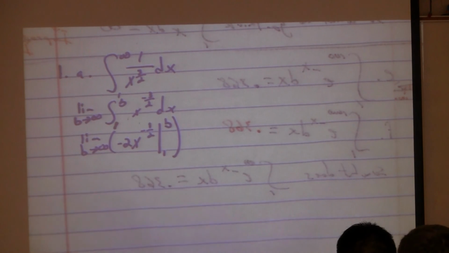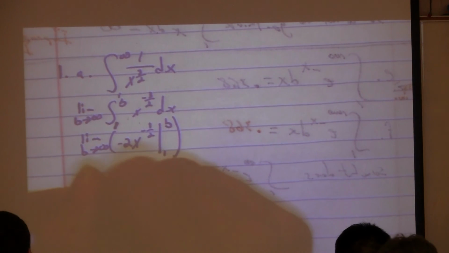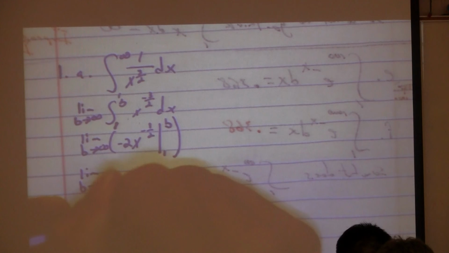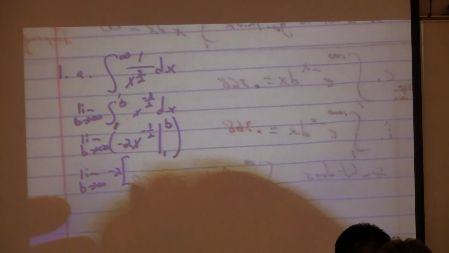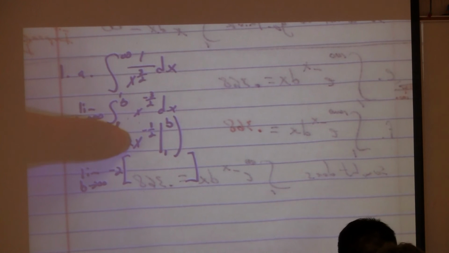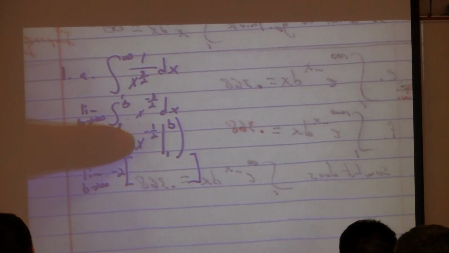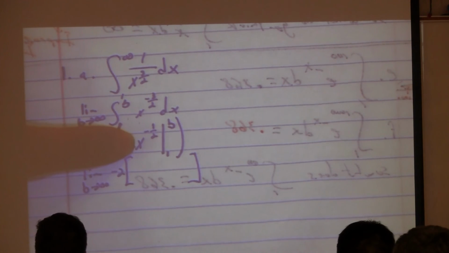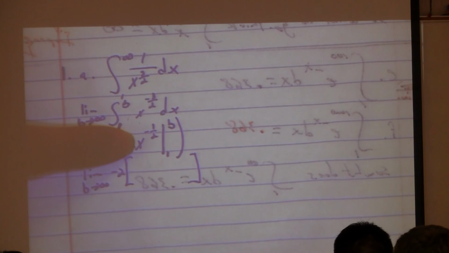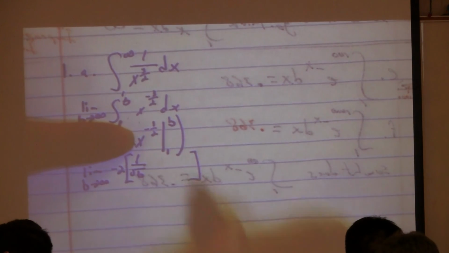To make your life easier, get that negative 2 out of there. Do this: the limit as b goes to infinity of negative 2 times, and then let's evaluate. Pretend the negative 2 isn't there, so it becomes easier. Plug in b, what do we get? b to the negative 1/2, which is the same thing as 1 over the square root of b, right? We agree?